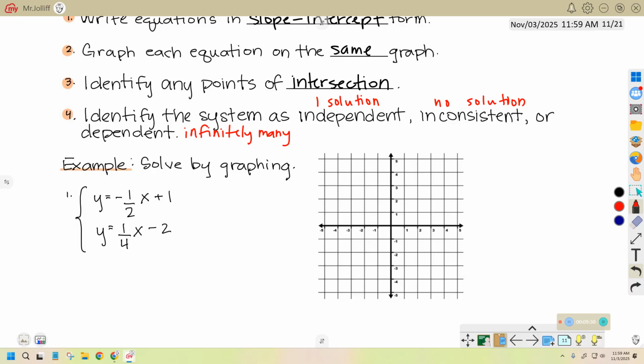I'm going to do the first one in red, and I'll do the second one in blue so I can keep track. First one, I start with the y-intercept, which is what? 1. So go up to 1. And then I use the slope. Slope is actually negative 1/2. Negative 1/2, so down 1, forward 2. Down 1, forward 2. And play connect the dots.